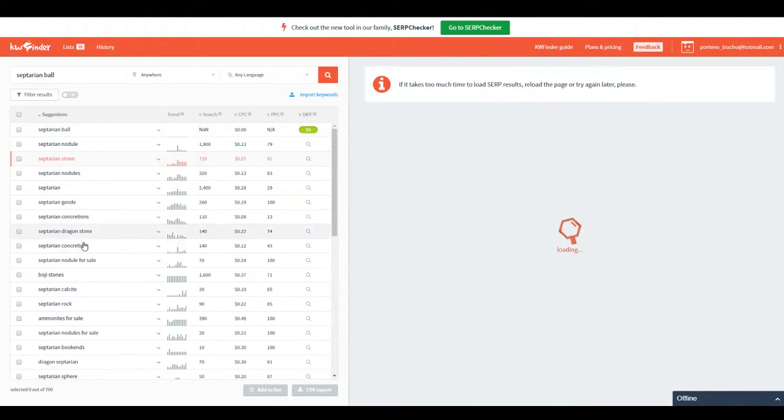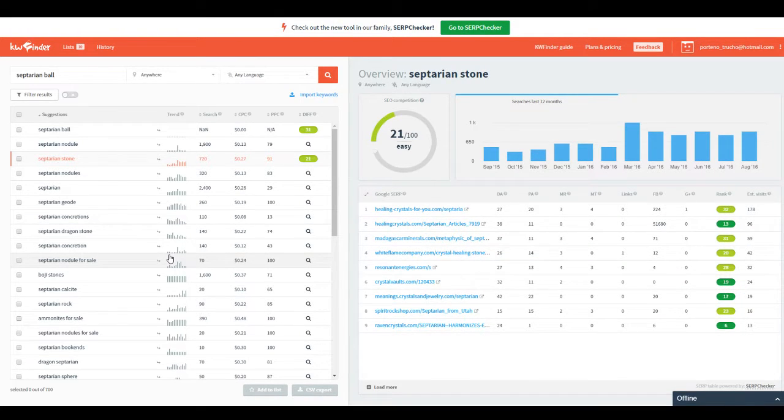So let's try Septarian Stone instead. This one gets 720 searches a month. It's ranked as very easy, which is awesome. We love very easy things. And we can see what our competition is over here. So Healing Crystals, Madagascar Minerals, and so on. And we can kind of see about how much traffic these things are getting. So again, I really like this.